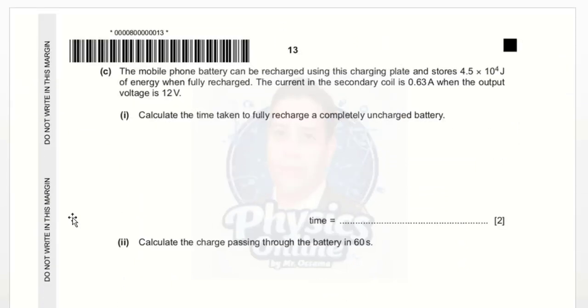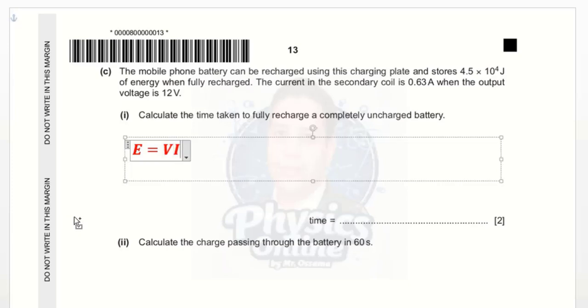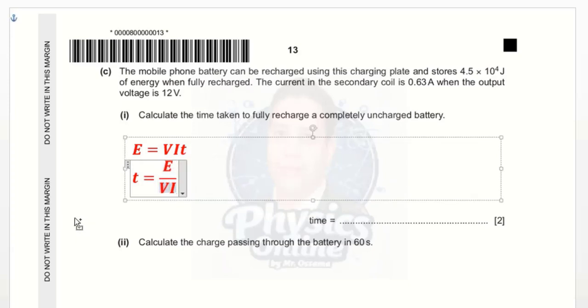The mobile phone battery can be recharged using this charger plate and store 4.5 times 10 power 4 joules of energy when fully charged. The current in the secondary coil is 0.63 when the output voltage is 12. Calculate the time taken to fully charge a completely uncharged battery. As the energy equals VIT, potential difference times current times time, so time equals E over VI, energy over potential difference times current.